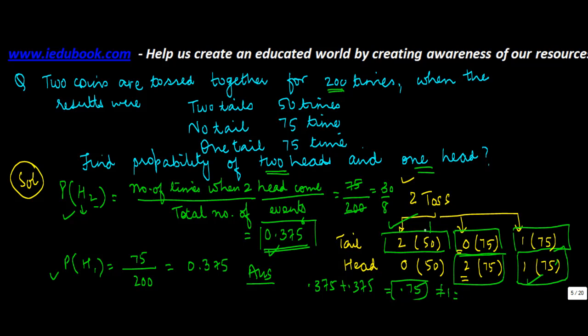If you take this one as well, which is both tails, how much is that? 50 upon 200, because 50 times it occurs and the total is 200, or 1 by 4, 0.25. If you add this 0.25 to 0.75, you will get 1.